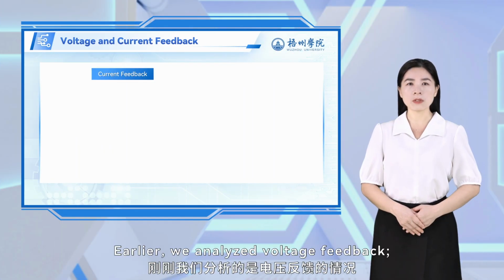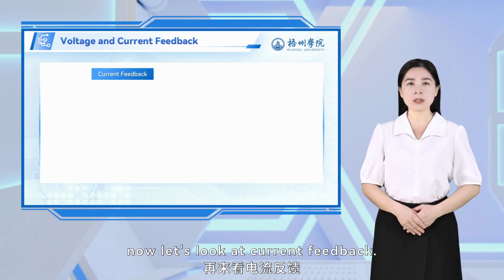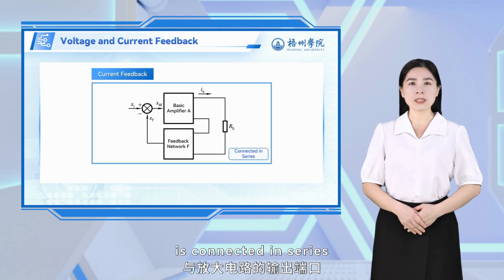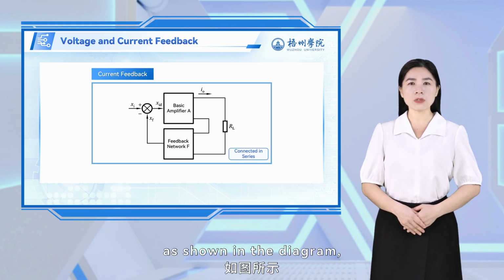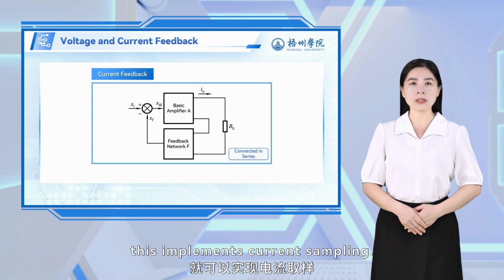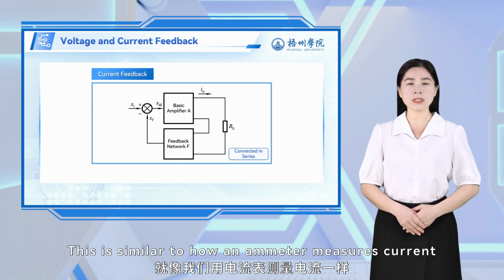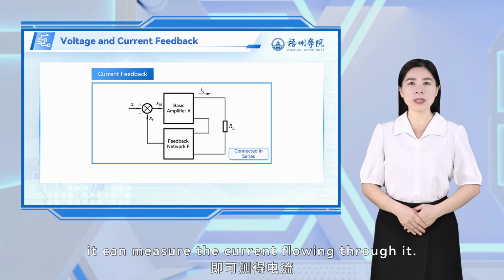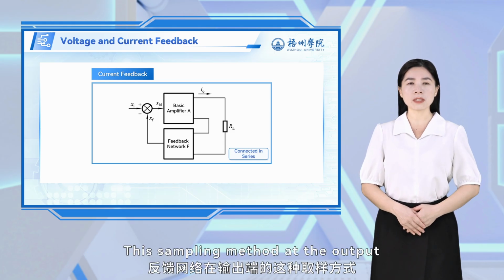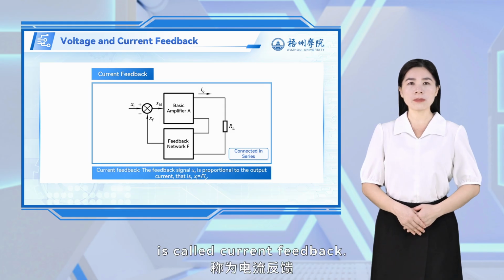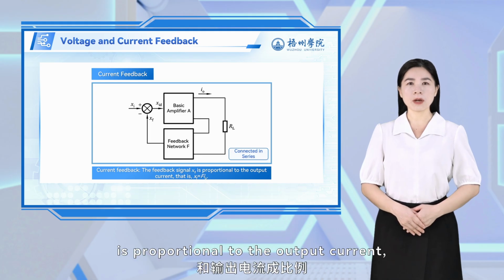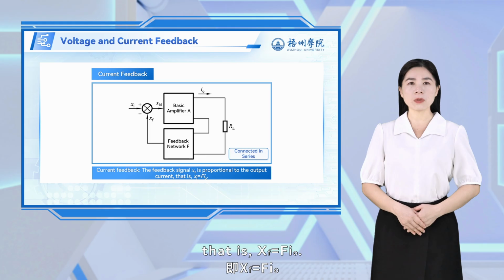Earlier, we analyzed voltage feedback. Now let's look at current feedback. When the input of the feedback network is connected in series with the amplifier's output, as shown in the diagram, this implements current sampling. This is similar to how an ammeter measures current. By connecting in series with the component, it can measure the current flowing through it. This sampling method at the output is called current feedback. In this case, the feedback signal XF is proportional to the output current, that is, XF equals F times IO.